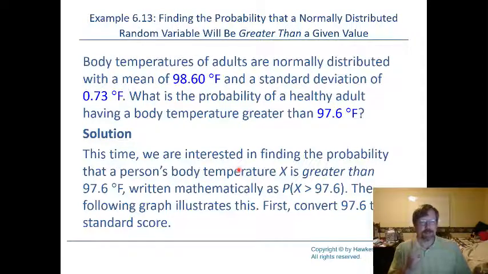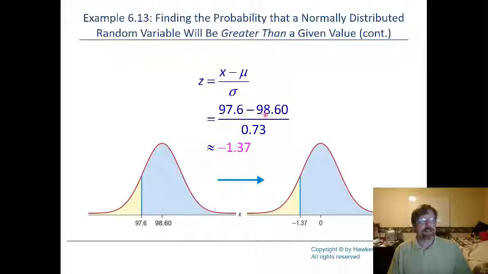All right, so now let's look at a type 2 problem. The probability that a healthy adult body temperature is greater than 97.6. First we convert it to a standard score. Again, subtract off the mean and divide by the standard deviation. We end up with negative 1.37, so we've converted our 97.6 to negative 1.37, meaning we are 1.37 standard deviations below the mean. The negative tells us which side of the mean we're on, below it or above it.